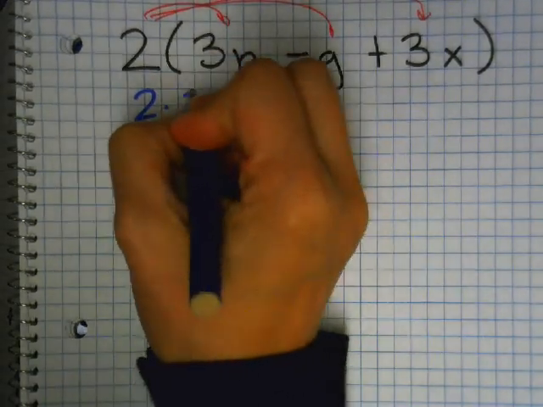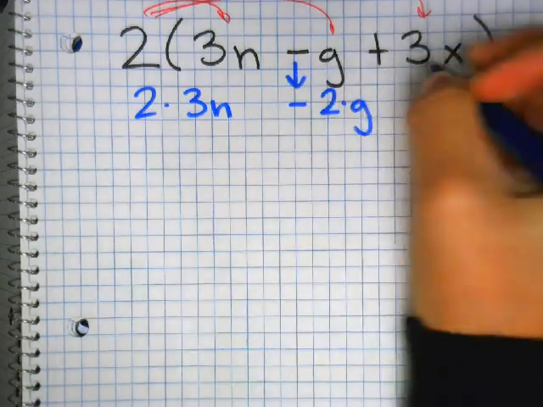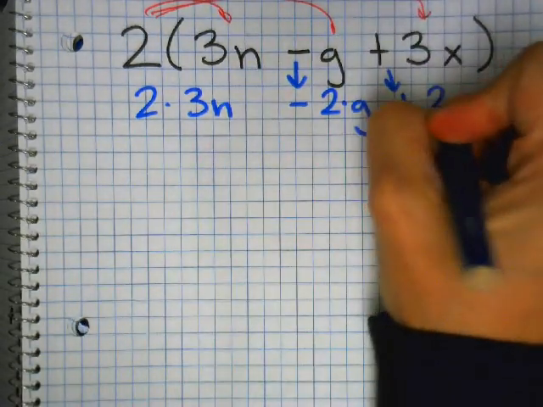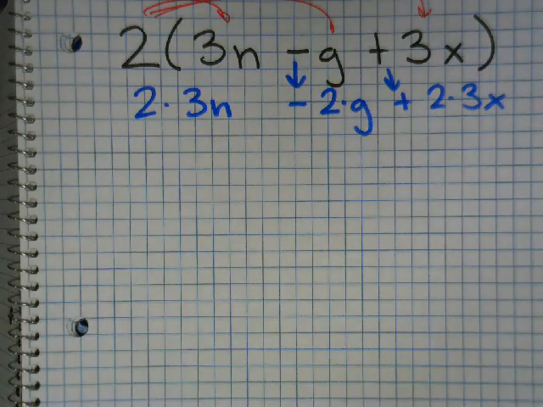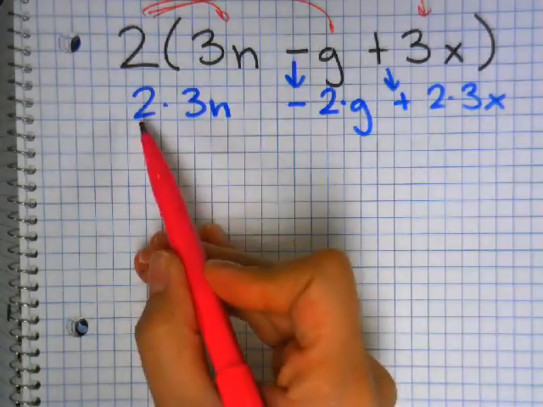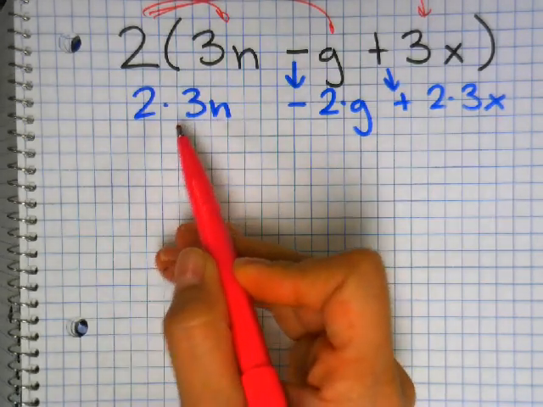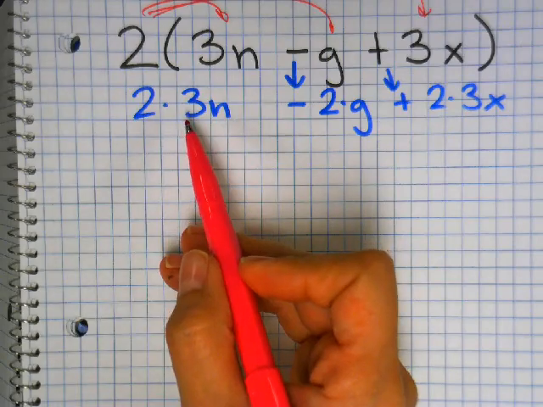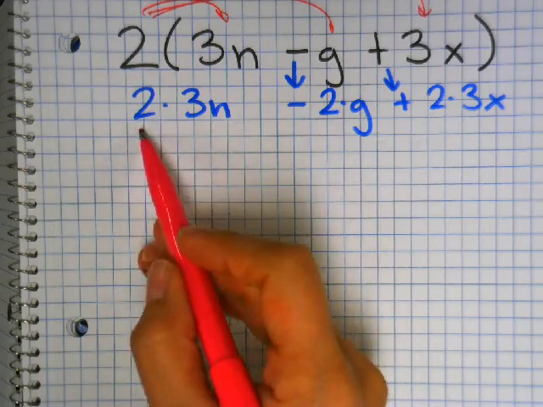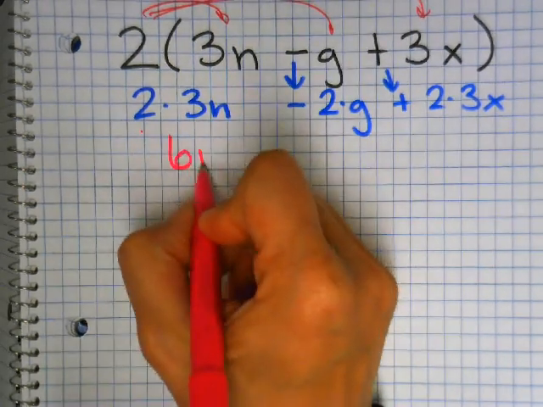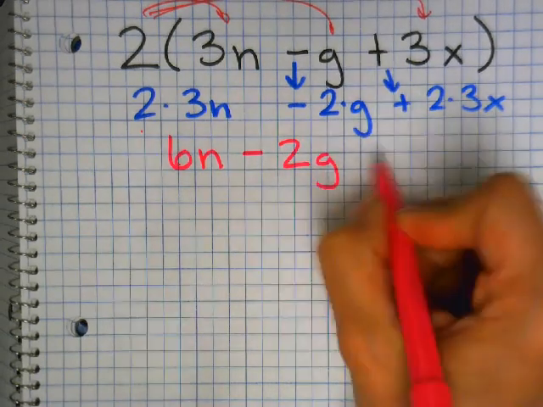So 2 times 3n minus 2 times g plus 2 times 3x. Everybody gets multiplied. It's okay for me to multiply a number with a term that has a variable. That is okay. You can multiply and you can divide. The only thing you can't do is add and subtract. Hence, our answers look like problems. All right, what's 2 times 3n? 6n minus what? 2g plus.